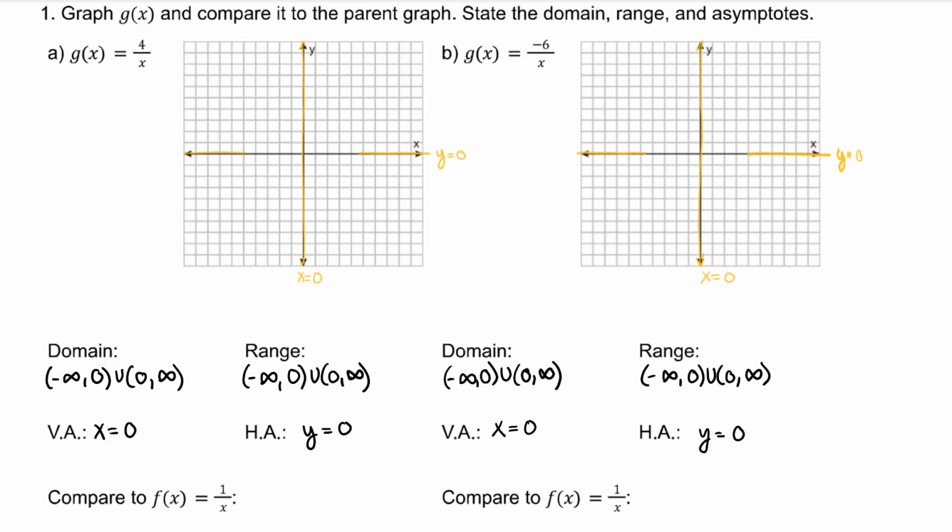The difference between 4 over x and 1 over x is a vertical stretch by 4. So let's graph the parent function, fill out a table of values for the new function, and see how they visually compare.